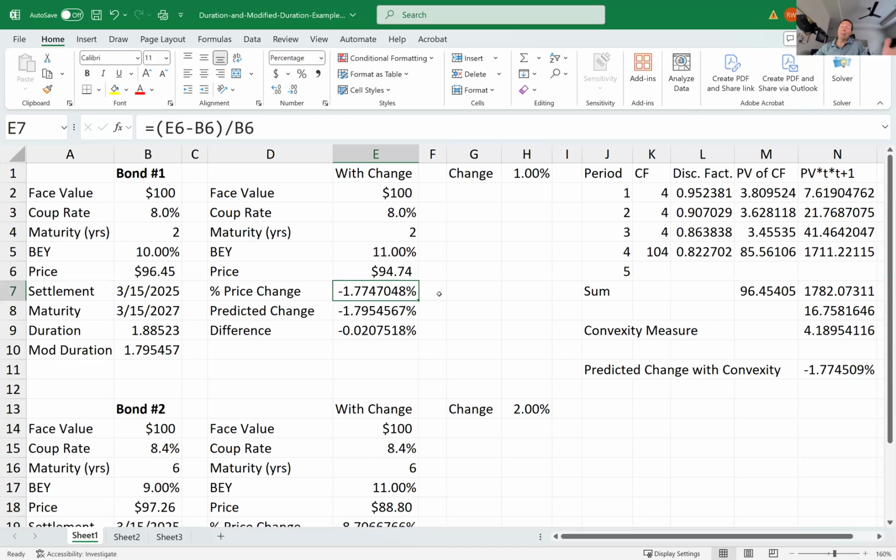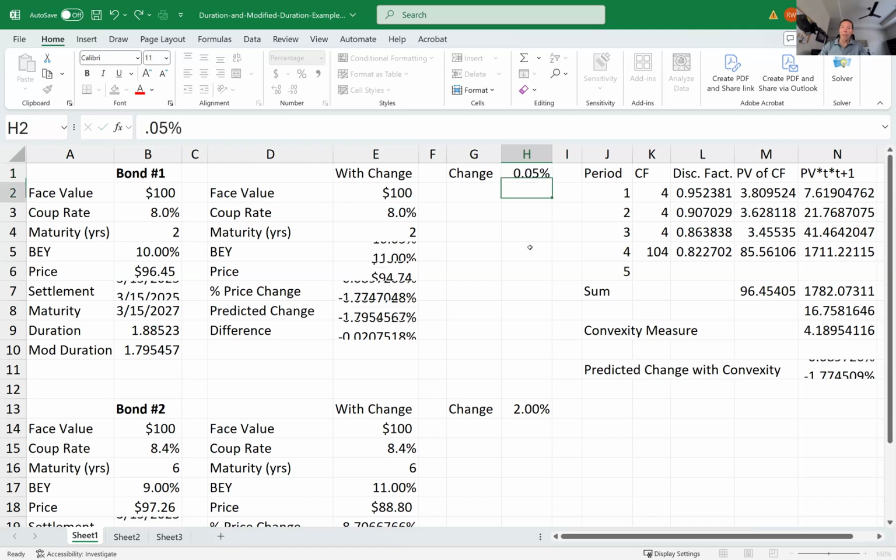Now, is this a good approximation or a bad approximation of that? Well, it depends upon how close you want it to be. Now, I would say for just a few basis points, it's pretty darn good. So if we're talking about, let's say, 5 basis points instead, okay, 0.05% being there.